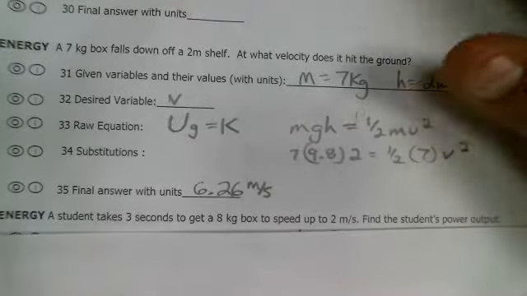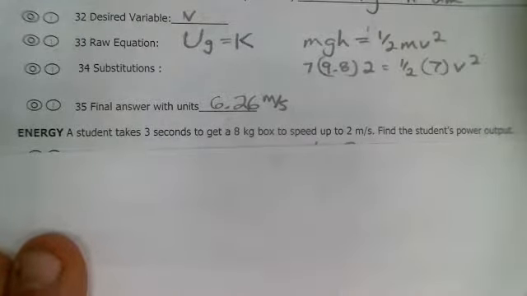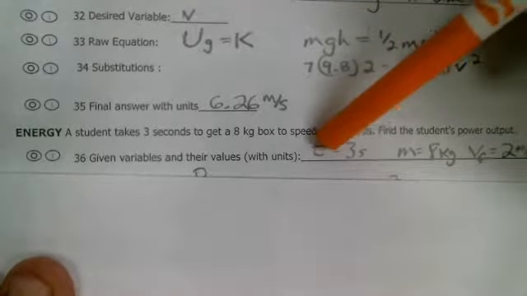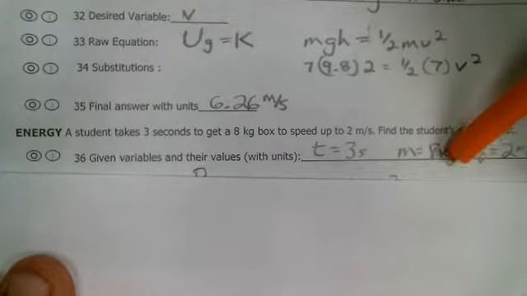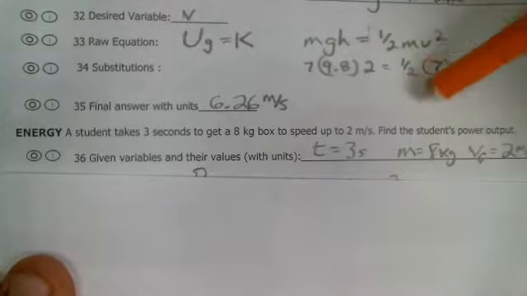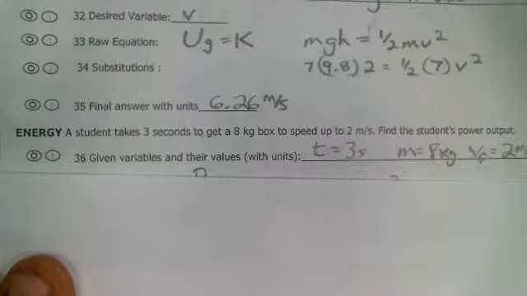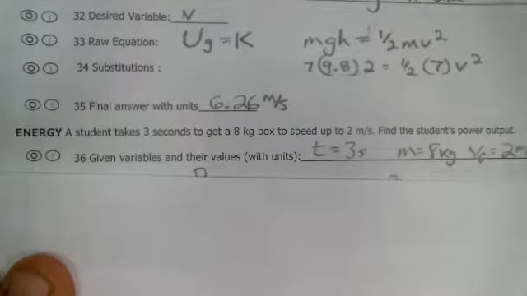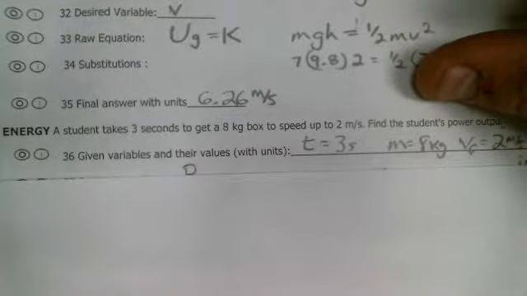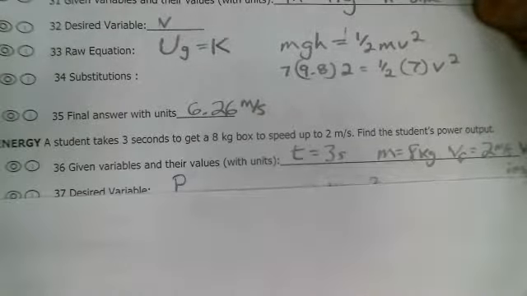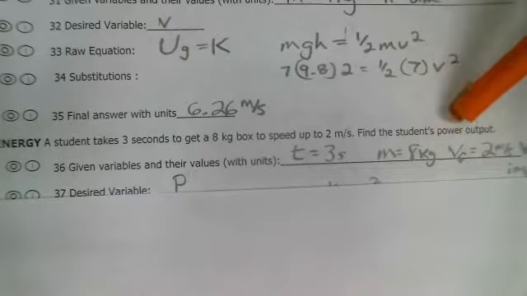Last one. A student takes 2 seconds to get an 8 kilogram box up to a speed of 2 meters per second. Find the student's power output. So the given variables: t is 3 seconds, m is 8 kilograms, the final velocity is 2 meters per second, and it's implied here, it's not stated strongly, that it starts off at a standstill. I really should rewrite this question to say that it starts off stationary to make that really obvious. So on an SLO, I would make sure that was clear. Okay, the desired variable is the P, capital P, for the power output.